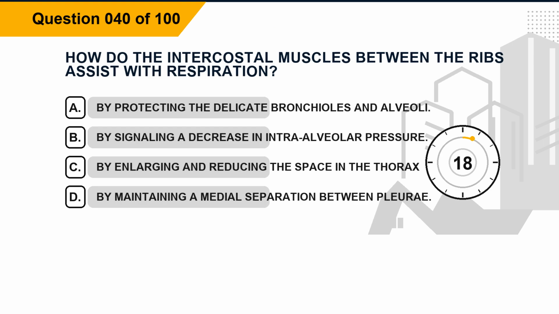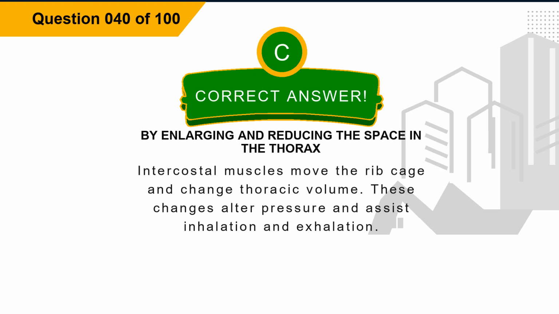Question 40. How do the intercostal muscles between the ribs assist with respiration? Option A, by protecting the delicate bronchioles and alveoli. Option B, by signaling a decrease in intraalveolar pressure. Option C, by enlarging and reducing the space in the thorax. Option D, by maintaining a medial separation between pleurae. The correct answer is option C, by enlarging and reducing the space in the thorax. Explanation. Intercostal muscles move the rib cage and change thoracic volume. These changes alter pressure and assist inhalation and exhalation.